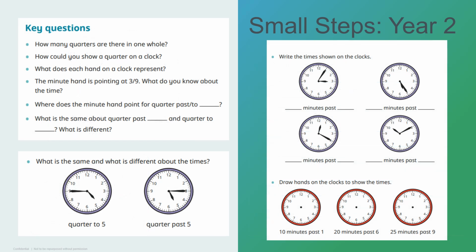Again, like we saw in Year 1, there will be some questions that they can use to help them with their problem solving skills and help them to develop their understanding of time in real life. So key questions are things like how many quarters are there in one whole, how would you show a quarter on a clock, what does each hand on a clock represent, and so on, as you can see on the screen there.